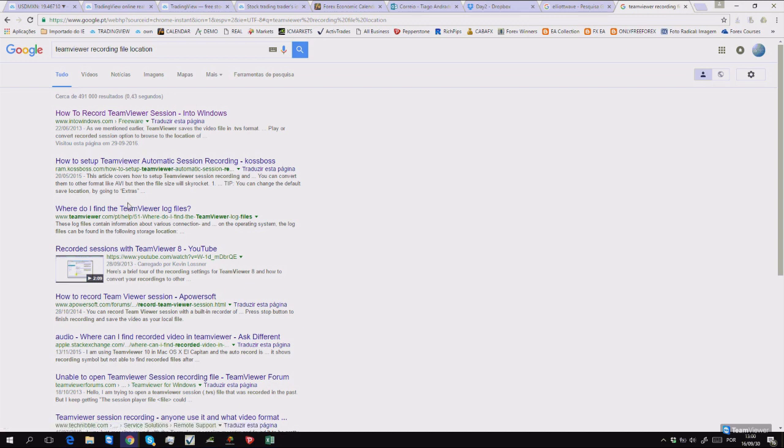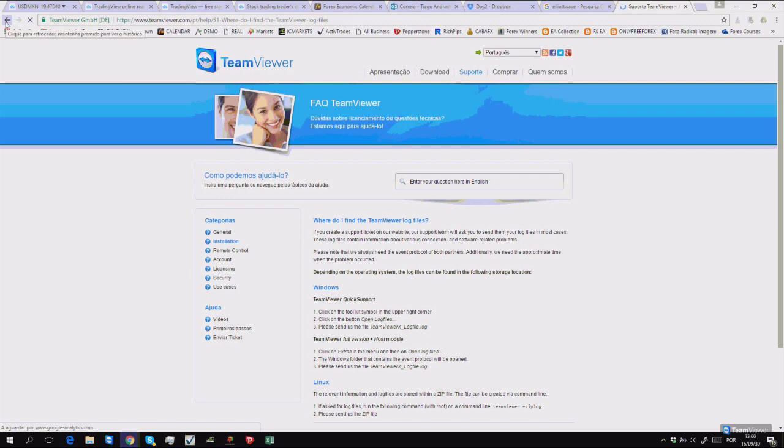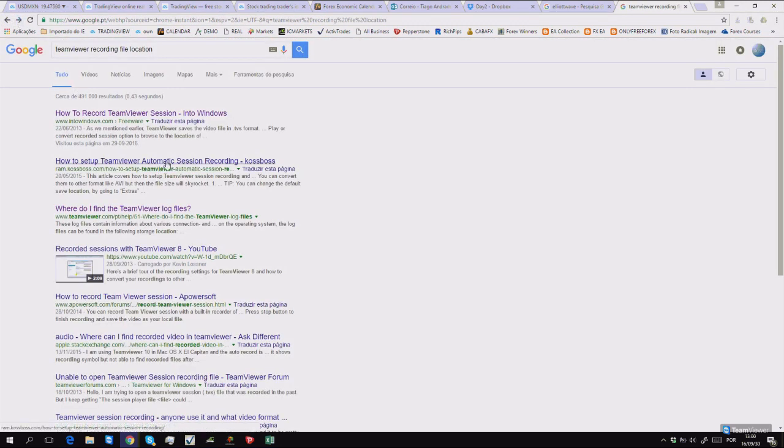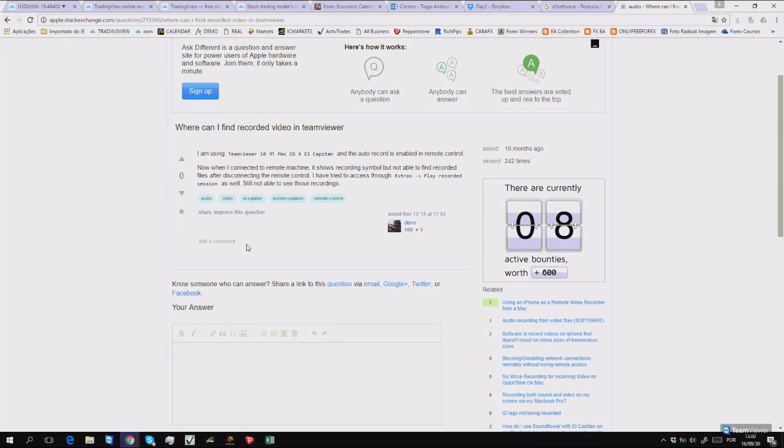Just have to know. Location. I know it's still open. I just don't want to close it before I know where the file is. I never recorded it. Does anybody know where the file goes?